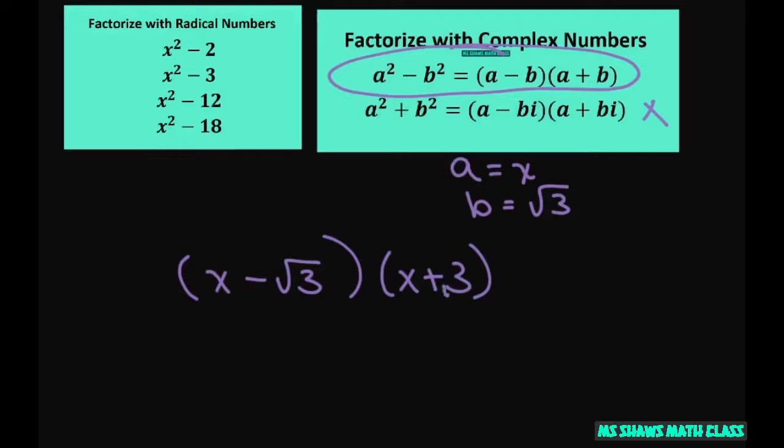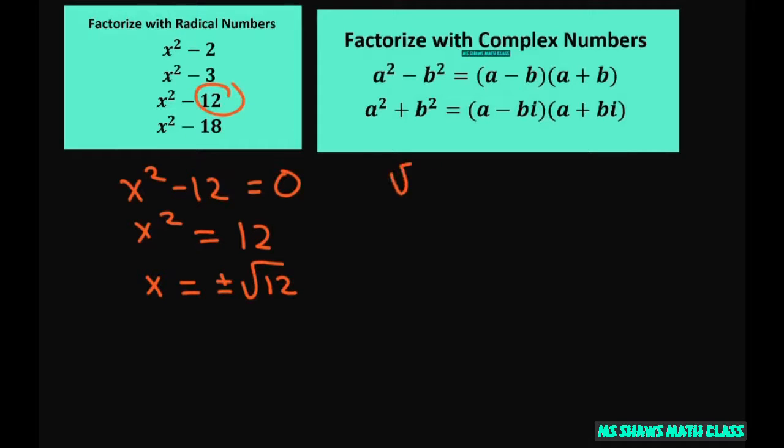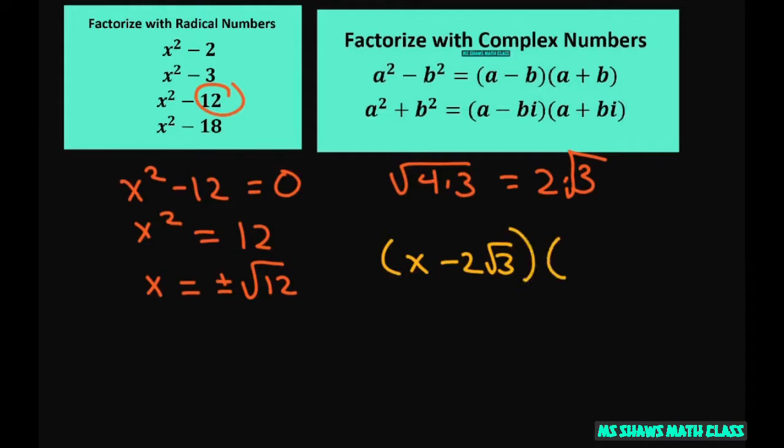The next one, let's simplify this. If I did x squared minus 12 equals 0, you'd get x squared equals 12. And you square root both sides, you get x equals plus or minus square root of 12, which is going to be square root of 4 times 3, which equals 2 times square root of 3. So all you have to do with that is you're going to say x minus 2 square root of 3 times x plus 2 square root of 3. You want to simplify these as much as possible.